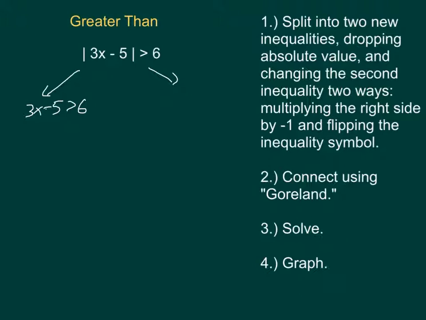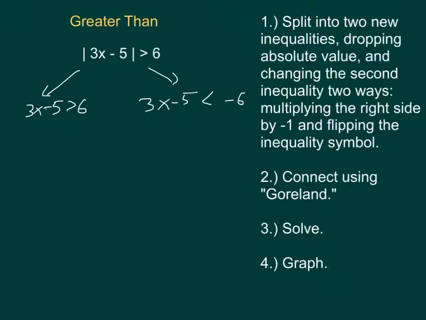In the second one, it starts exactly the same, 3x minus 5, but then there are two ways that the second inequality changes. First, I have to multiply the right side by negative 1. So 6 multiplied by negative 1 becomes negative 6. And that's something we did when we solved an equation. The other thing I need to do is flip the inequality symbol. I started with a greater than, and I'm now going to become a less than.